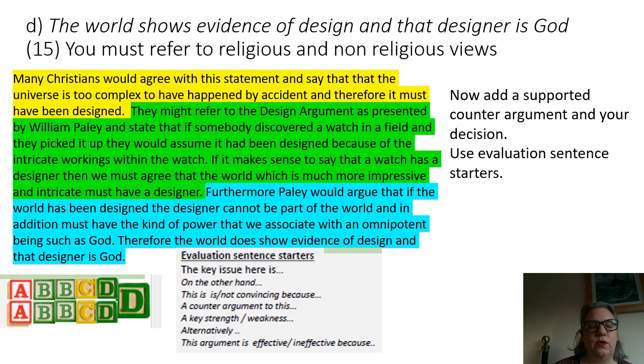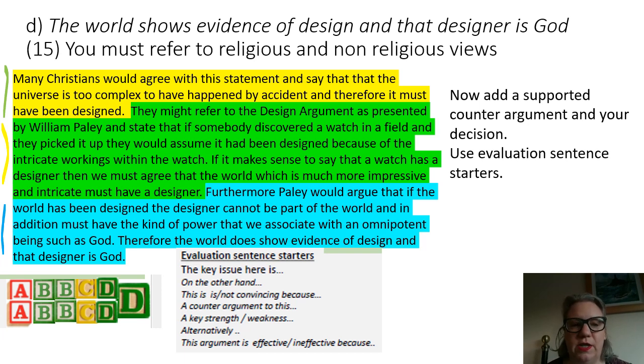So you're not going to write out a part D because you have worked hard this lesson. You're going to just finish off a part D paragraph. This is a paragraph that's answering the question, the world shows evidence of design and that designer is God. You can see that I have given my answer, which is highlighted in yellow here. I've then got my first back it up, which is highlighted in green there. And then my second back it up is highlighted in blue.